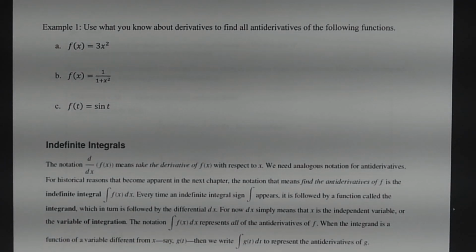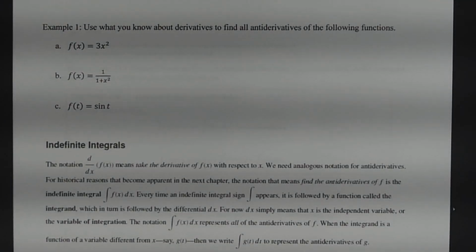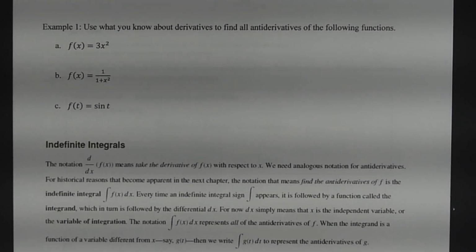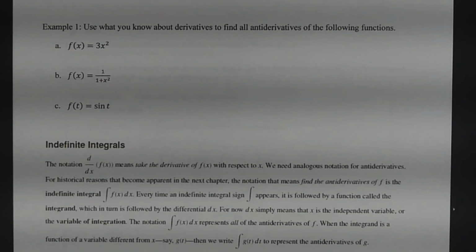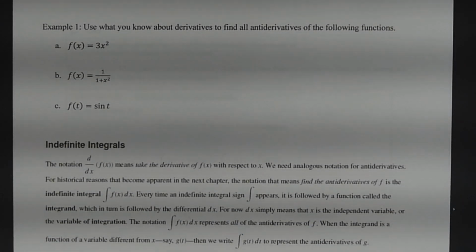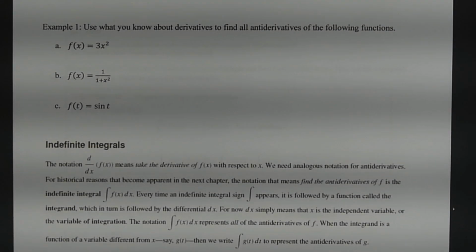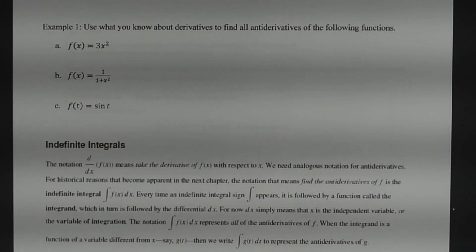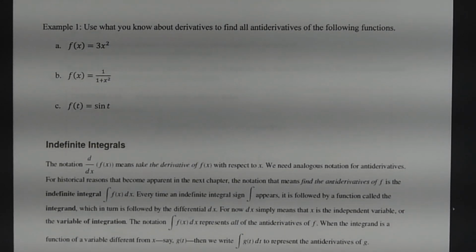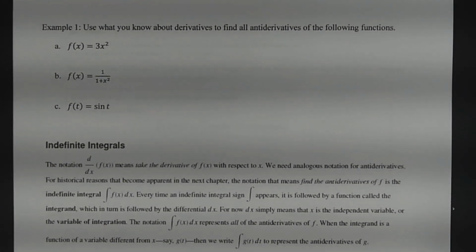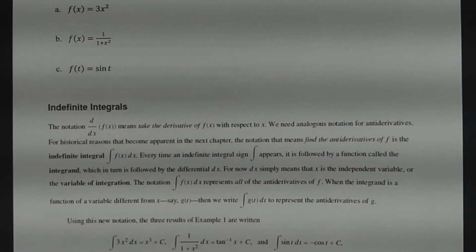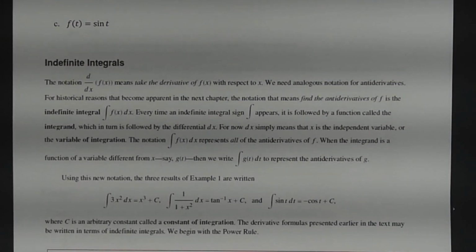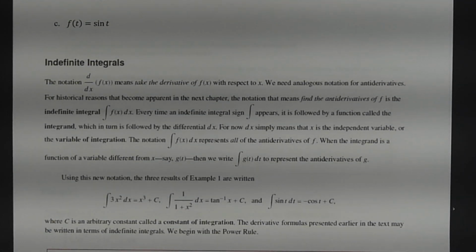Now if you look at example 1 on the next page, here we can use what we already know about derivatives to find all antiderivatives of the following functions. Like for lowercase f of x is equal to 3x squared. And part B, f of x is equal to 1 over 1 plus x squared. And C, f of t is equal to sine of t. Okay. Now, if you look in the middle of this handout here, we can find out what those antiderivatives are going to be.